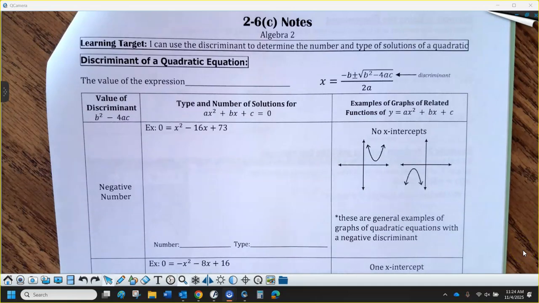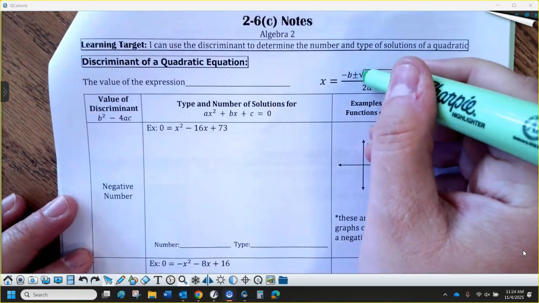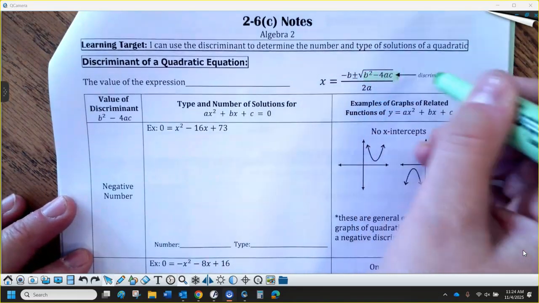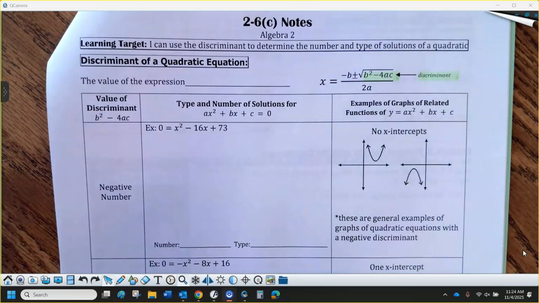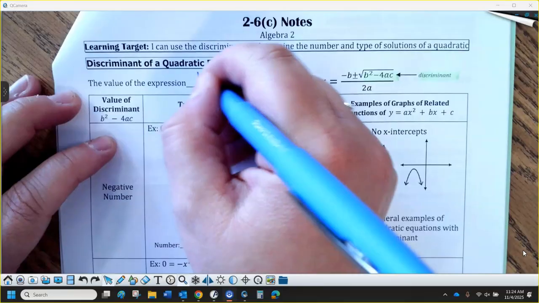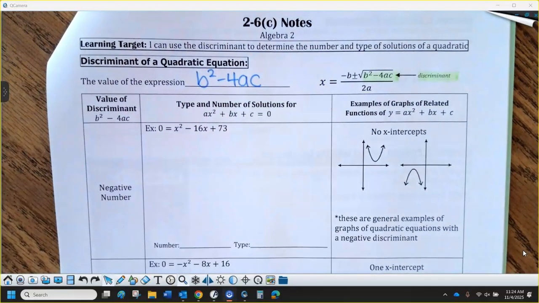All right, now, discriminant is part of the quadratic formula, so you already know this. I just wasn't calling it this. But the discriminant is what's under the square root in the full quadratic formula right there at the top of the page. What is under the square root, not including the square root, is called the discriminant. So it's just the b squared minus 4ac.